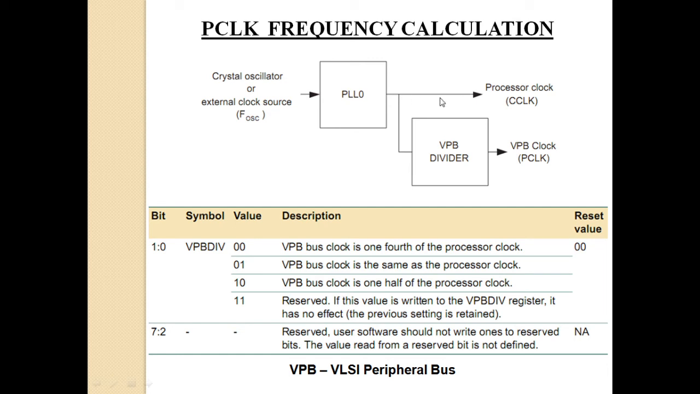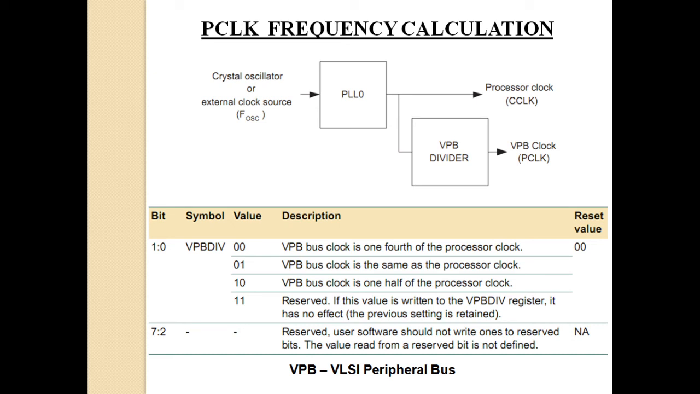In my case, CCLK will be 60 megahertz. By configuring the VPB divider, you can configure the VPB clock. How will you configure the VPB divider? Whatever configuration you are going to do in a microcontroller, you need to configure some registers. A register is nothing but a collection of flip-flops. Generally in a microcontroller, you will have two kinds of registers. One is known as general purpose registers, another is known as special function registers. General purpose registers are used for storing or manipulating the data.